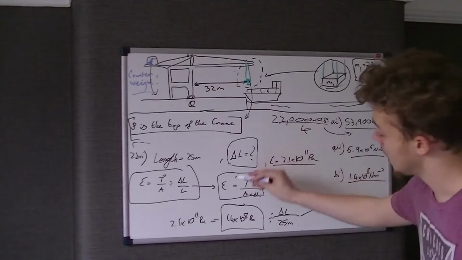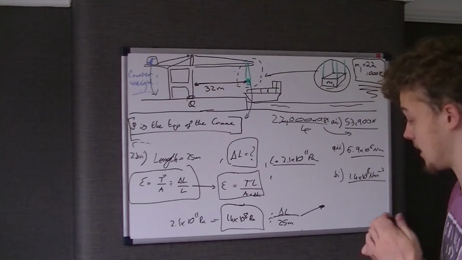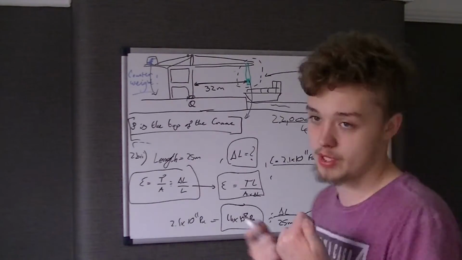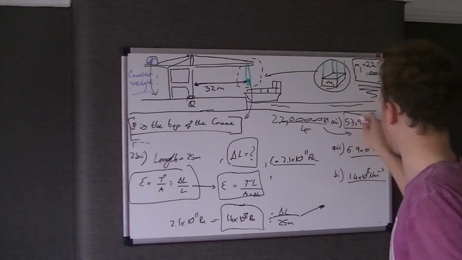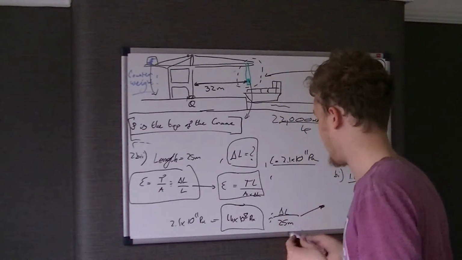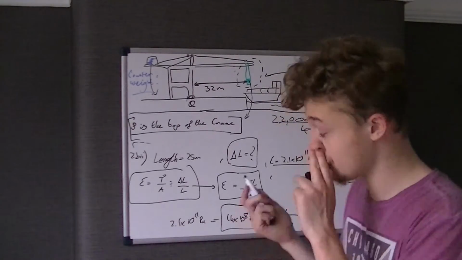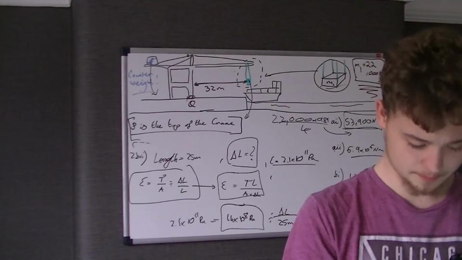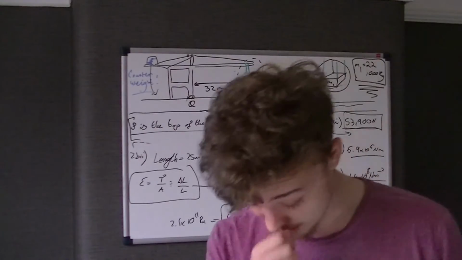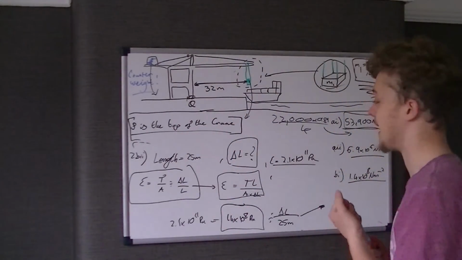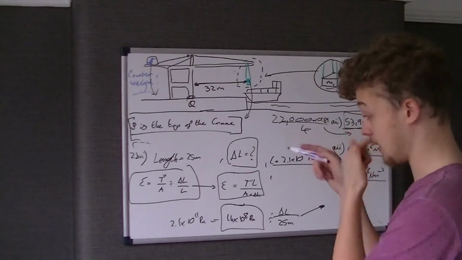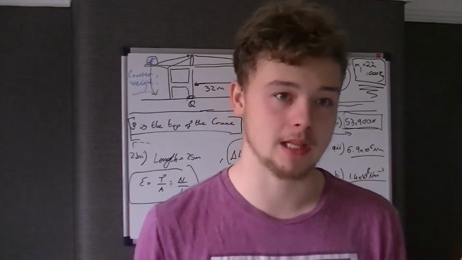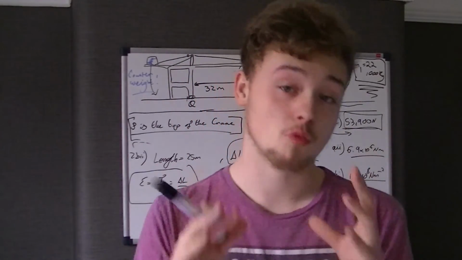Or you could sub in your values for E equals T times L over A times delta L. You should be aware that the tension in each cable is 53,900 newtons. The cross-sectional area was told to you at the start of 2B, which I think was 3.8 times 10 to the minus 4 metres squared. Just sub it all in, the length is 25 metres, E is 2.1 times 10 to the 11 pascals. Put that in the Young's modulus equation and simply rearrange.